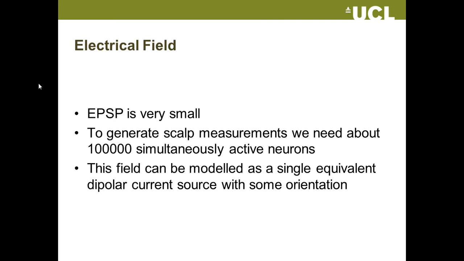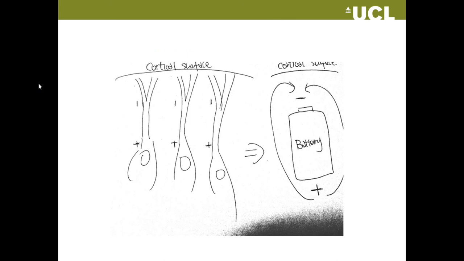As I said before, EPSP is very small. Therefore, to generate a scalp measurement, we need about 100,000 neurons to be activated at the same time. Once they activate, this provides a strong field, and this field can be modeled as a single equivalent dipolar current source with some orientation. On our left hand side, we can see the nerve cell once it gets activated, and on our right hand side is how we model it.